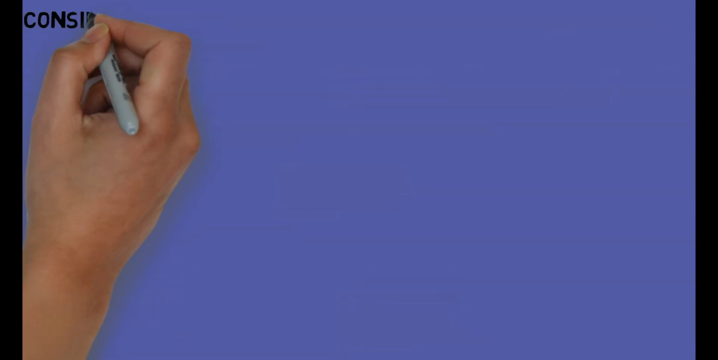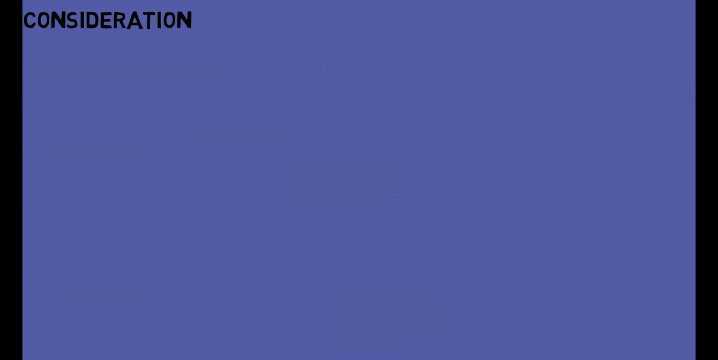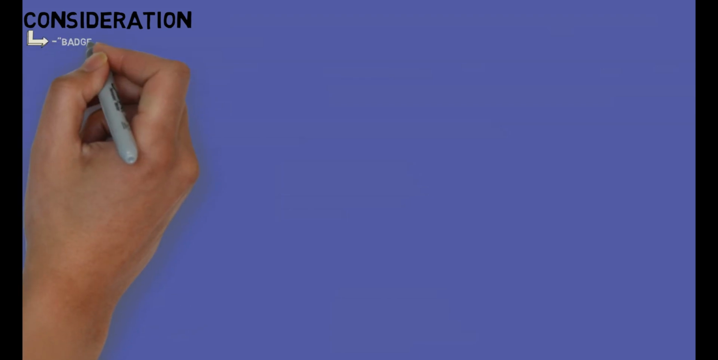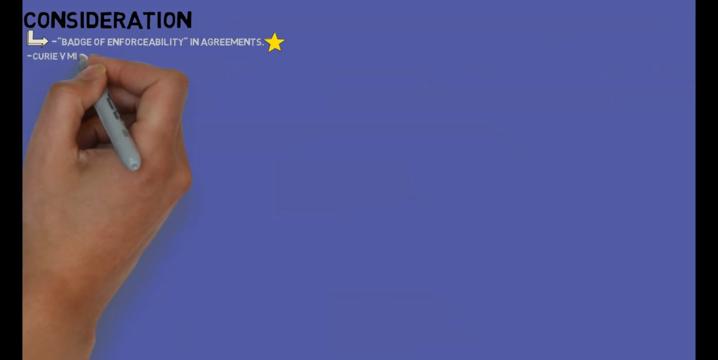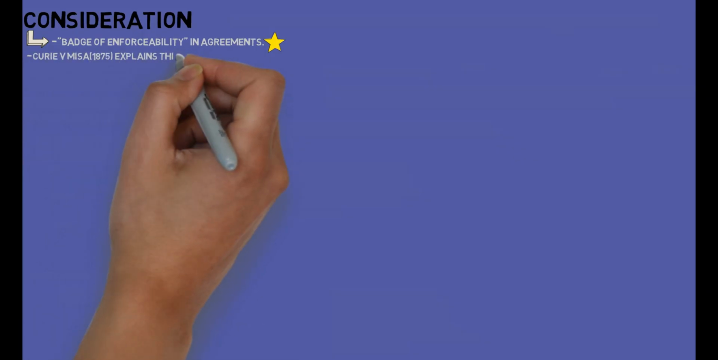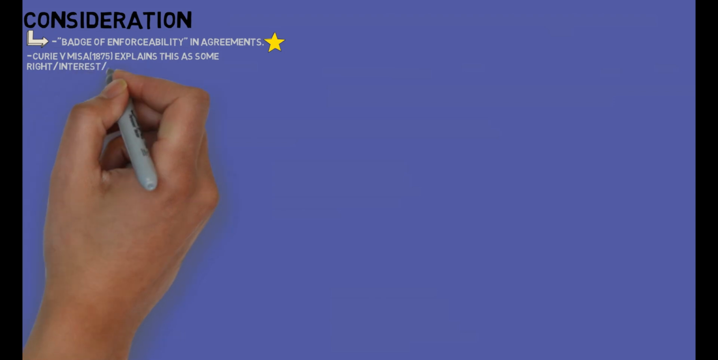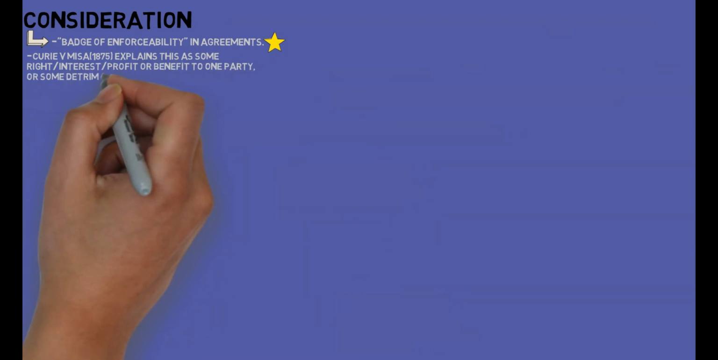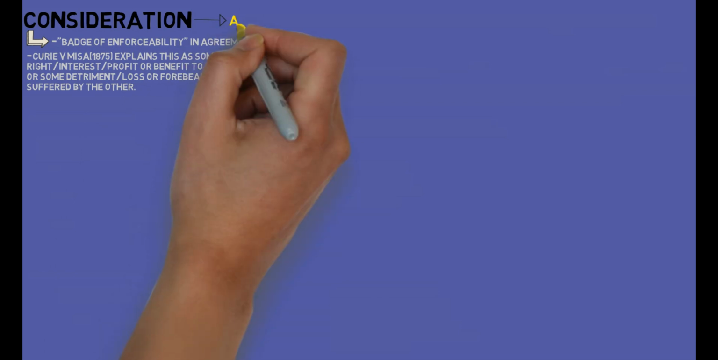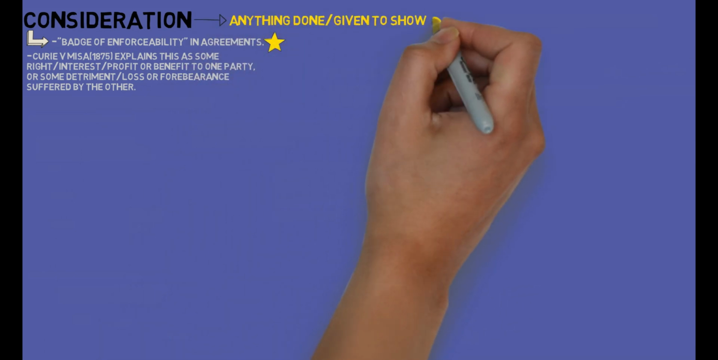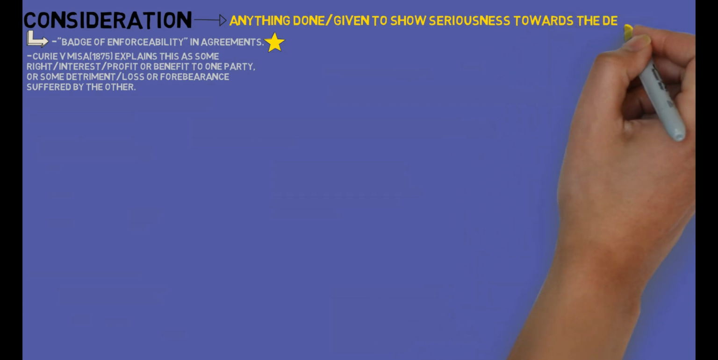In this video, I will explain in detail the concept of consideration. Consideration is also known as the badge of enforceability in the agreement. The case law Currie vs. Misa from the year 1875 explains this as some right, interest, profit or benefit to one party or some detriment, loss or forbearance suffered by the other. In more simple words, consideration is anything that is done or given to show seriousness towards the dealing.